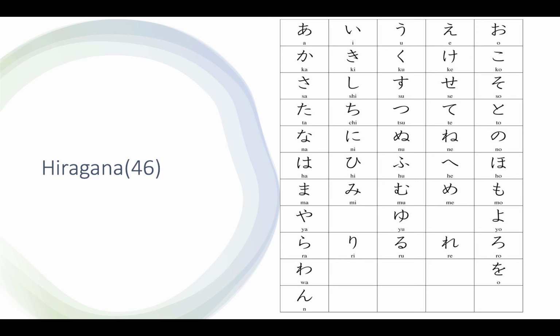For example, these are the 46 hiragana characters. The first row is what we just memorized, A, I, U, E, O. And then we're going to learn the rest of the hiragana. The second row is Ka, Ki, Ku, Ke, Ko. Next, Sa, Shi, Su, Se, So. Next, Ta, Chi, Tsu, Te, To. Next, Na, Ni, Nu, Ne, No.